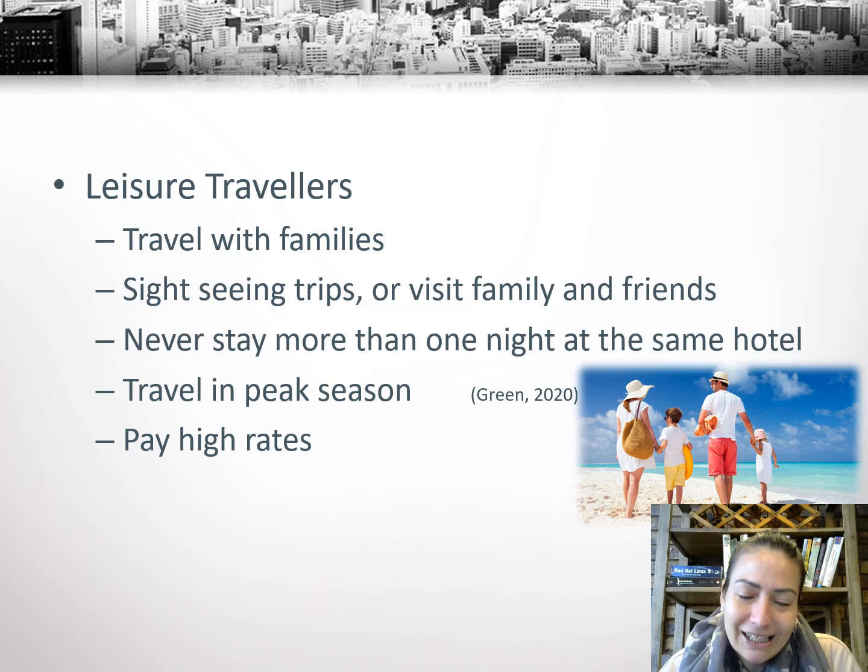Then we have us, the leisure travelers that go on holidays. Normally we travel with families. We go on sightseeing trips to visit our friends or other family. Never stay more than one night. Maybe you can stay 2 days because we travel. The leisure travelers travel to different places or destinations. So you stay and then you travel to the next destination and you stay over at another hotel. And you travel to the next destination, you stay at another hotel. So remember, these are the travelers where the hotels get their money from. Because they travel in peak season, they pay the highest rates.